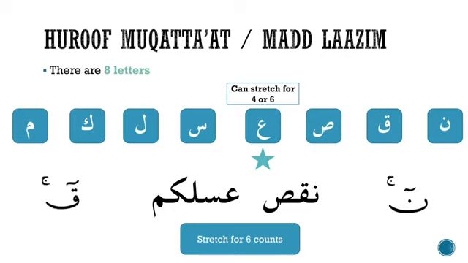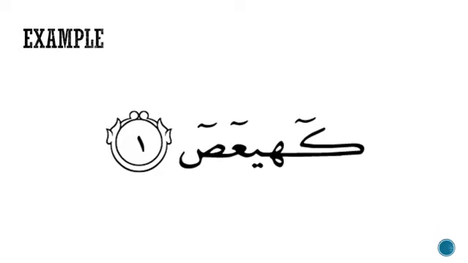We will have a look at some examples. Noon, and as you can see, there is a mad symbol. The letter Qaf, as you can see, there is a mad symbol on top of it. We will stretch this for 6 counts.